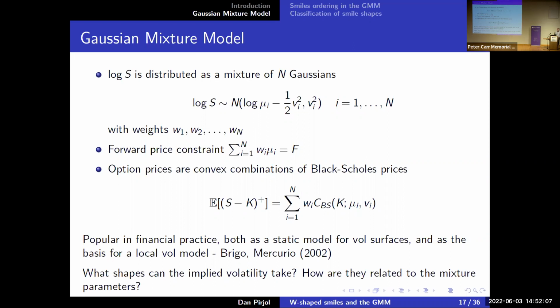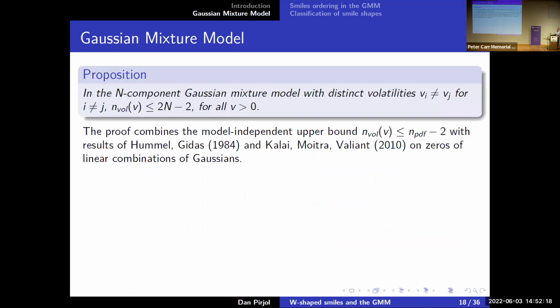So now we can ask this question. Suppose someone gives you a mixture of Gaussians. What can you tell about the shape of the implied volatility without going through the calculation? So here is one first result. This comes from the upper bound on the number of crossings. If you have a Gaussian mixture with n components, all of them with distinct volatilities, then the smile can cross any horizontal level at most 2n minus 2 times.